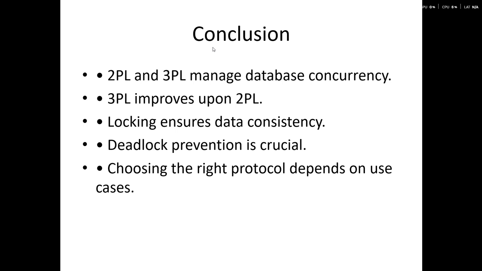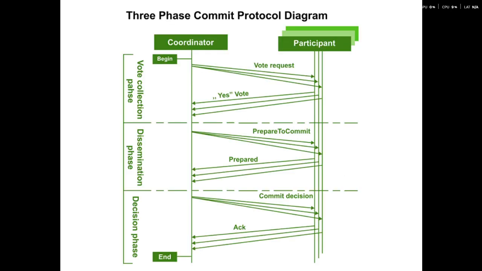In the three-phase locking protocol, we saw the diagram of the commit acknowledgement. The coordinator and participants are sending acknowledgements to each other. In the beginning, the coordinator sends the vote request to the participant, asking whether the transaction is being committed or not. The participant sends the acknowledgement of yes or no. They send the vote of yes.